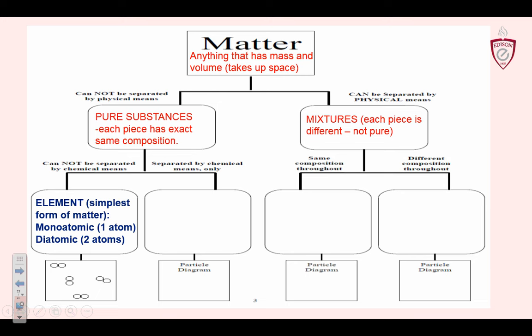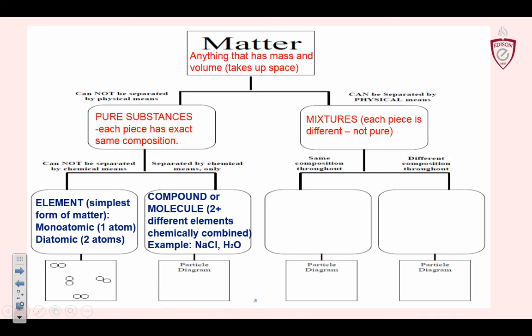Inside this box is a particle diagram with some diatomic, two atoms that are pure elements. Or we have a compound or a molecule, which inside this particle diagram we see this one's an example of H2O, different types of elements bonded or stuck together. They're not all the same, which makes them not an element but a compound.